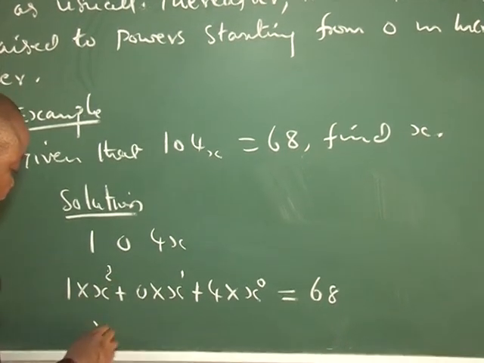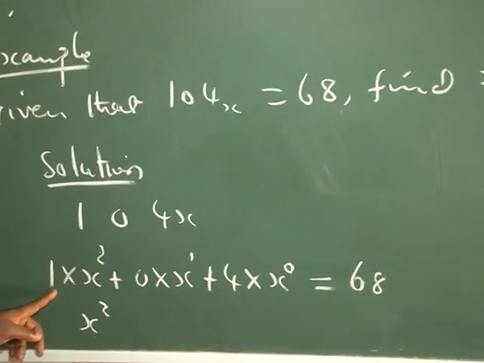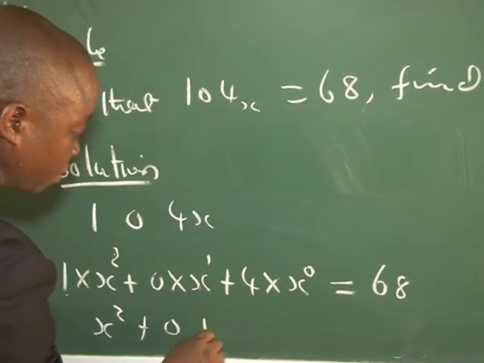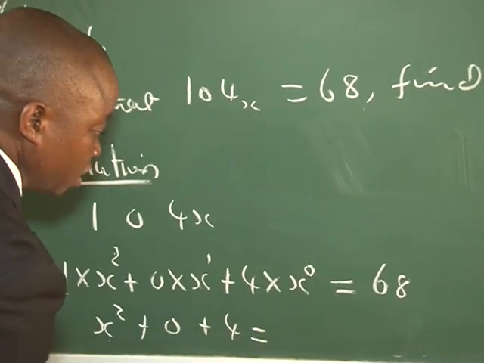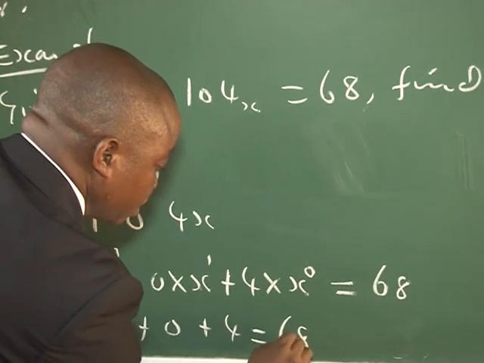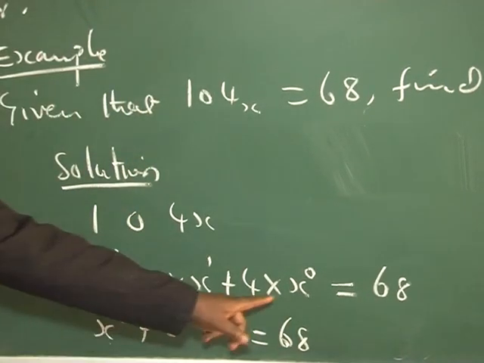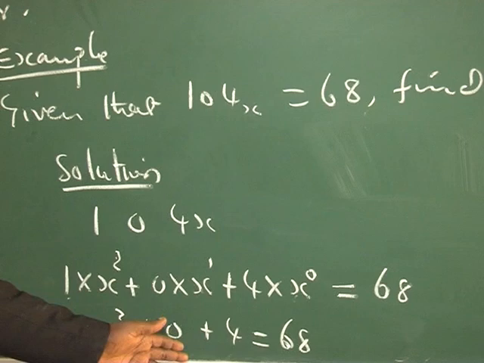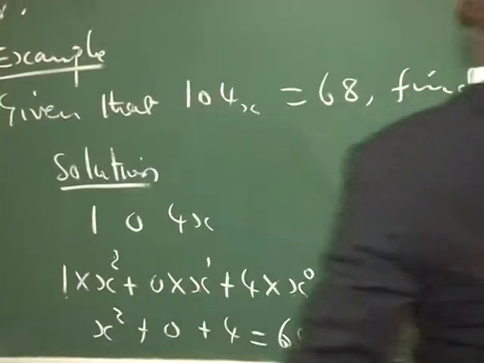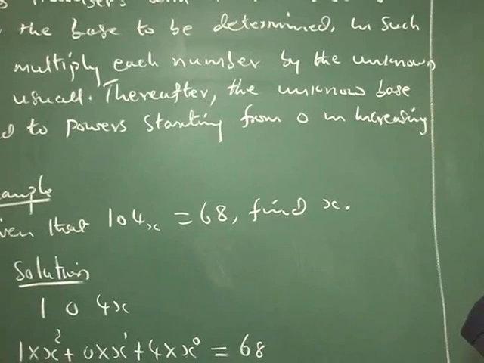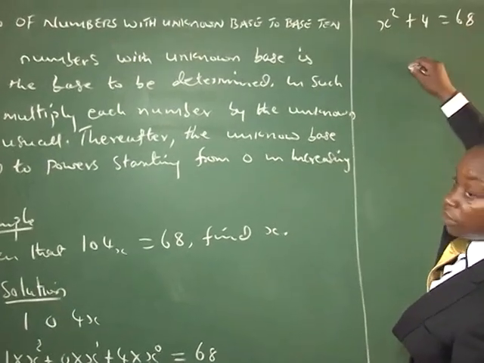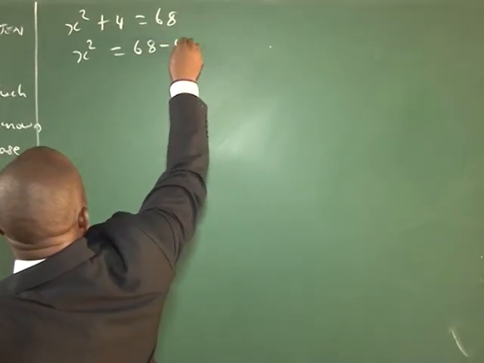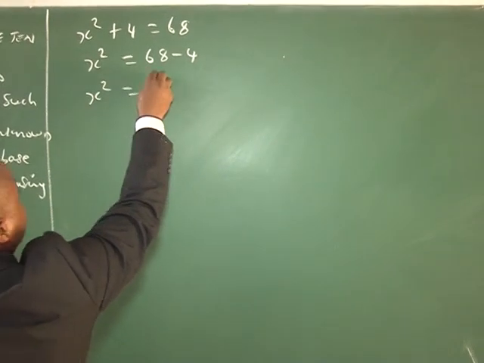And that will give us x squared times 1, which is x squared, plus x times 0, which is 0, plus 4, equals 68. Because x raised to 0 is 1, so 4 times 1 is 4. Now what we have becomes x squared plus 4 equals 68. So x squared will equal 68 minus 4. So x squared equals 64.